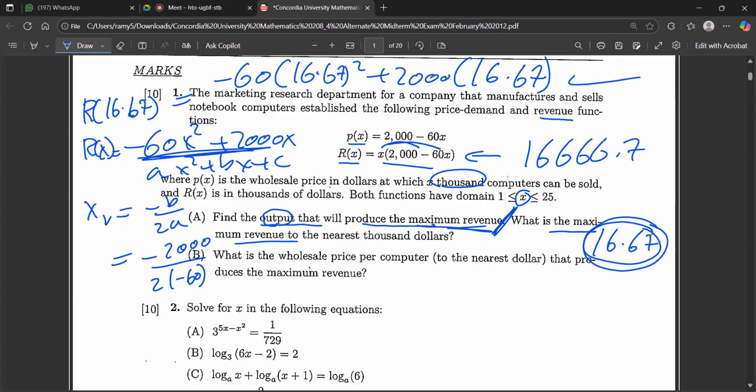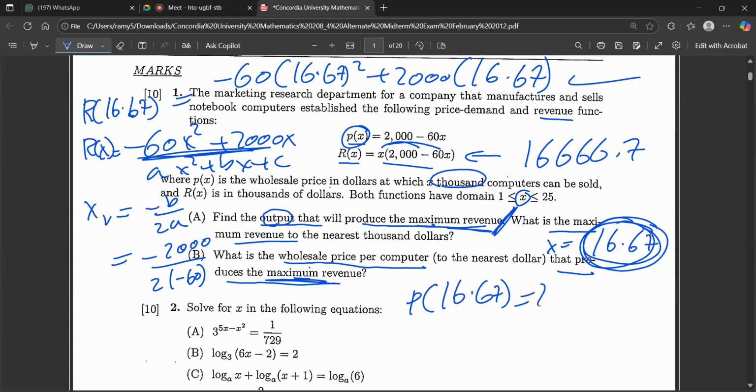Okay. The next question is very, very easy. What is the wholesale price, which is P? How can I find the wholesale price that produces the maximum revenue? The wholesale price that produces maximum revenue is the price at the number of computers that produced the maximum revenue, that was 16.67. So I will do P of 16.67 equals 1000 minus 60x.